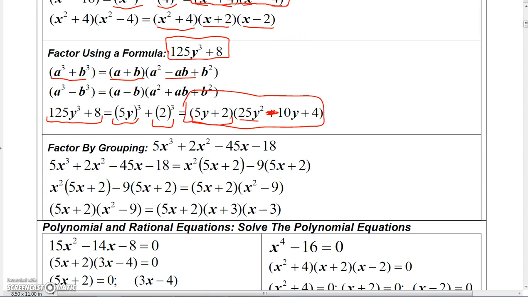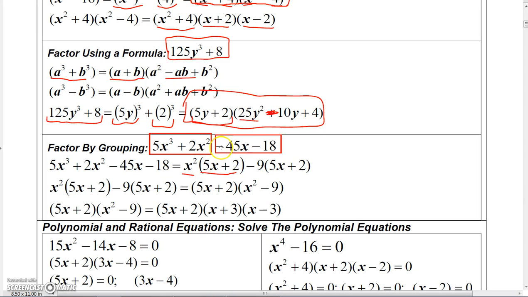Another way to factor, and this is usually when you have 4 terms: group the first 2 terms together and then group the second 2 terms together. And then look in the first 2 terms and see if there's a common factor. So in these 2 terms, I can factor out an x squared. So if I factor an x squared out of these 2 terms, I get x squared times 5x plus 2.